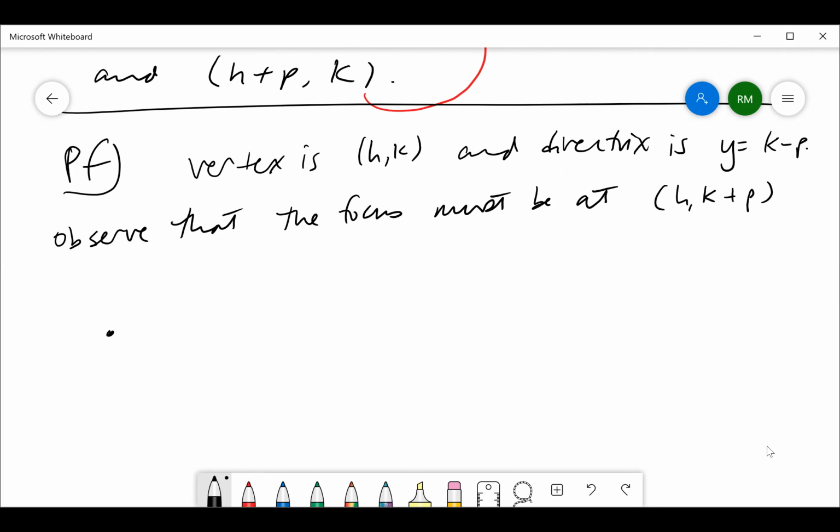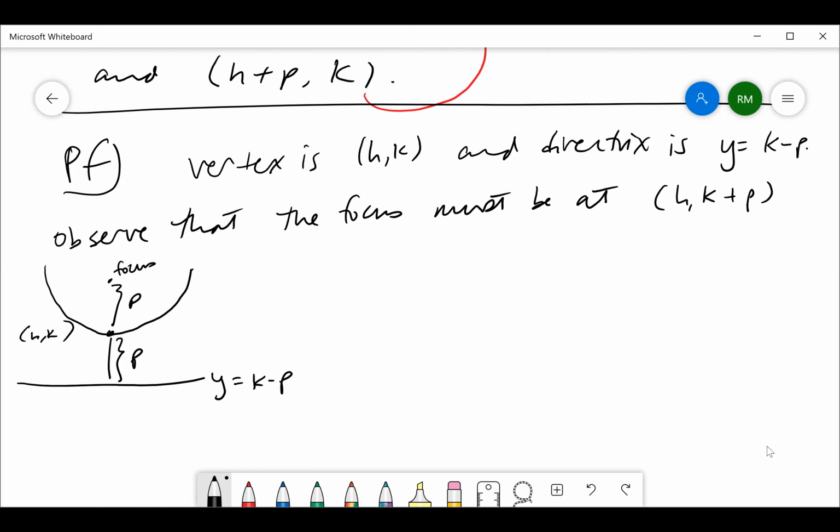Let's say here's our vertex at the point (h, k). That means our parabola opens up something like this. And here is our directrix, y = k - p. So this distance right here is p. Here's the focus. So we know that the focus must be the same distance from the vertex as the directrix. And so that means the focus must have a y coordinate that is p units above k. All right, excellent.